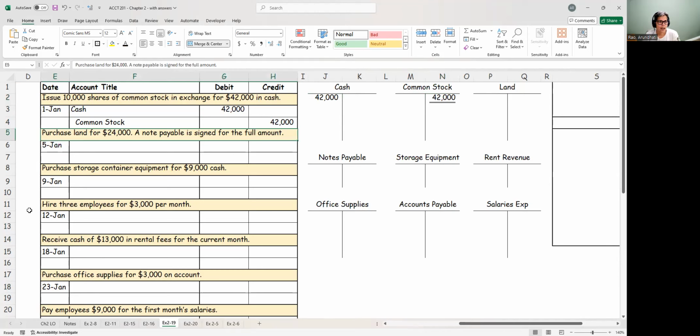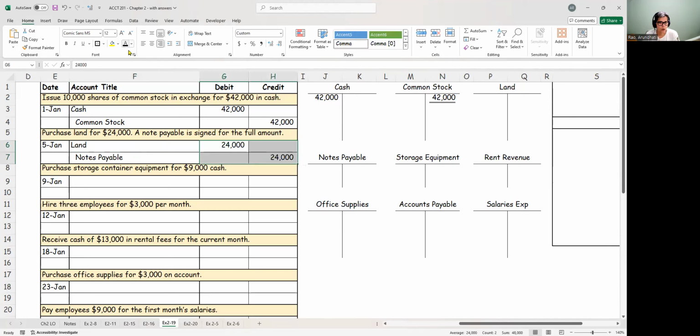Next is I purchased land for 24,000. A note payable is signed for the full amount. So what did the company get? The company got land. We purchased land. Did we pay cash? No, we signed a note. We promised we will pay it in full later on. We paid nothing right now. I have promised to pay. I have a note payable, so I have a liability in my books, and that's notes payable. So I have land debit, notes payable credit, 24,000.